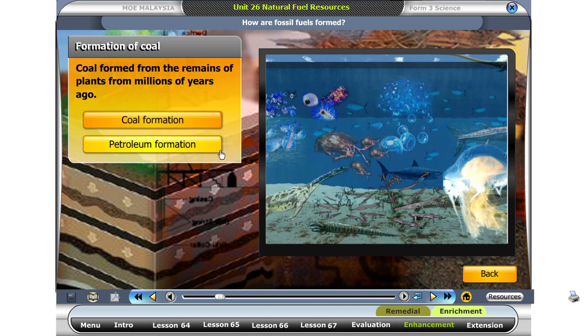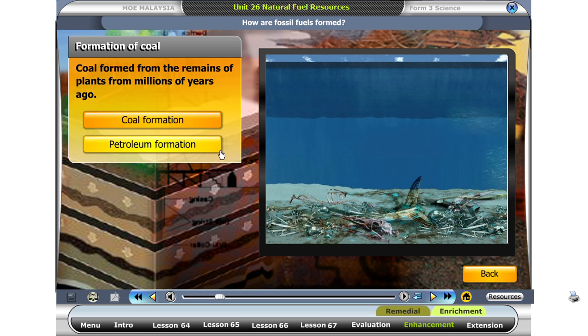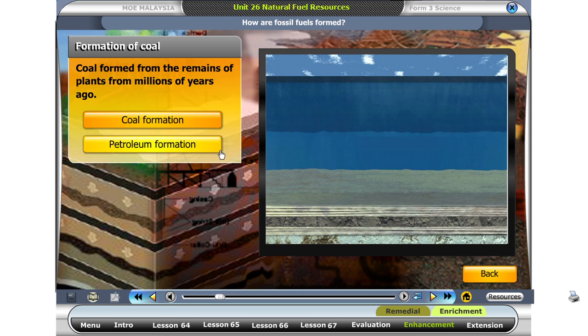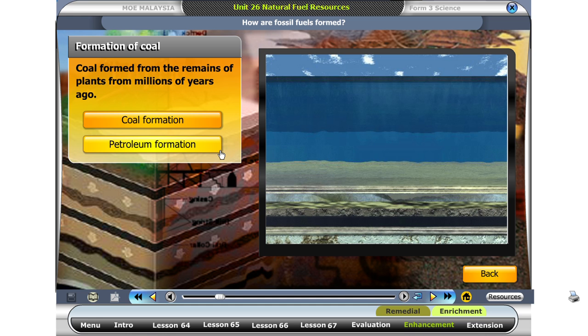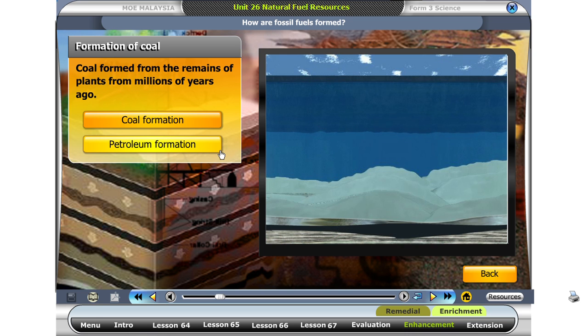Petroleum and natural gas are formed from organisms that lived in the sea millions of years ago. When they die, their remains settle to the bottom of the sea where they are covered by sediment. High temperature and pressure changes the dead organisms into petroleum and natural gas.